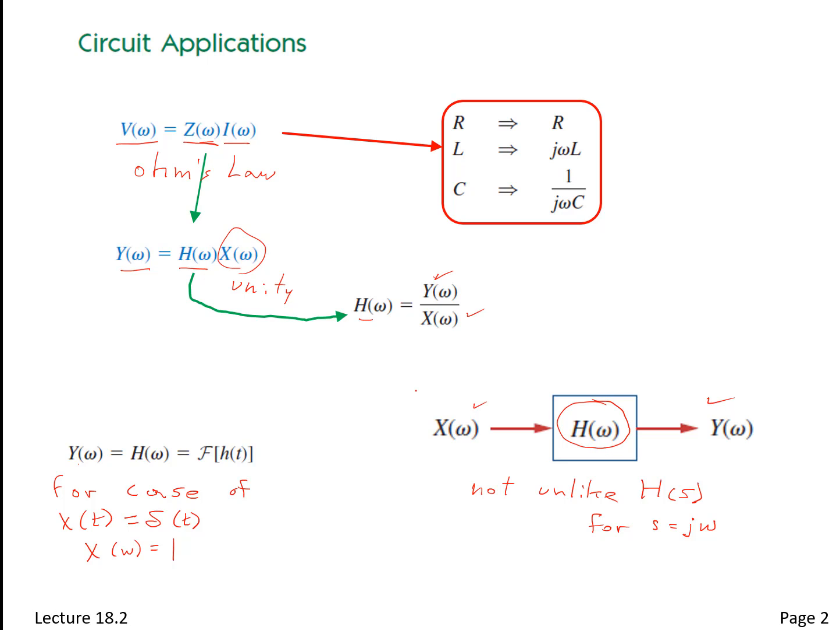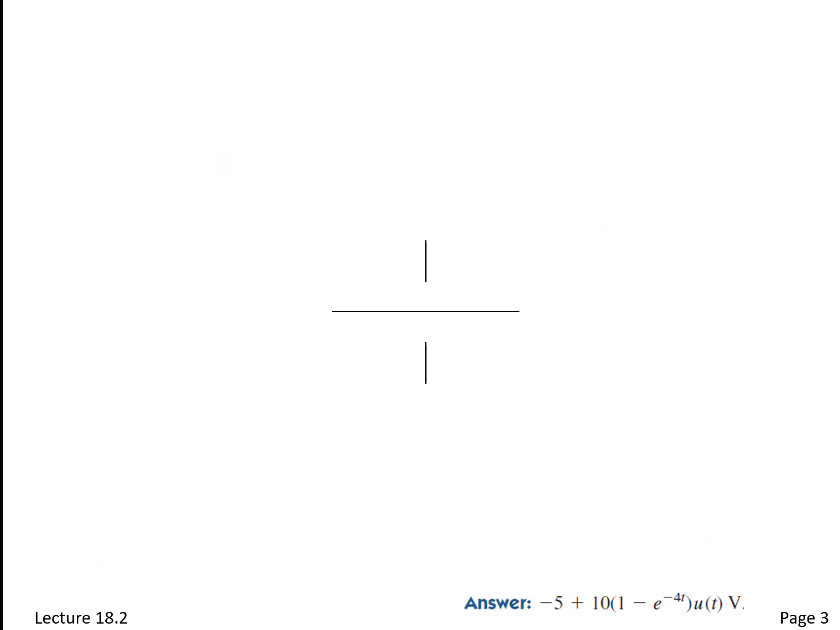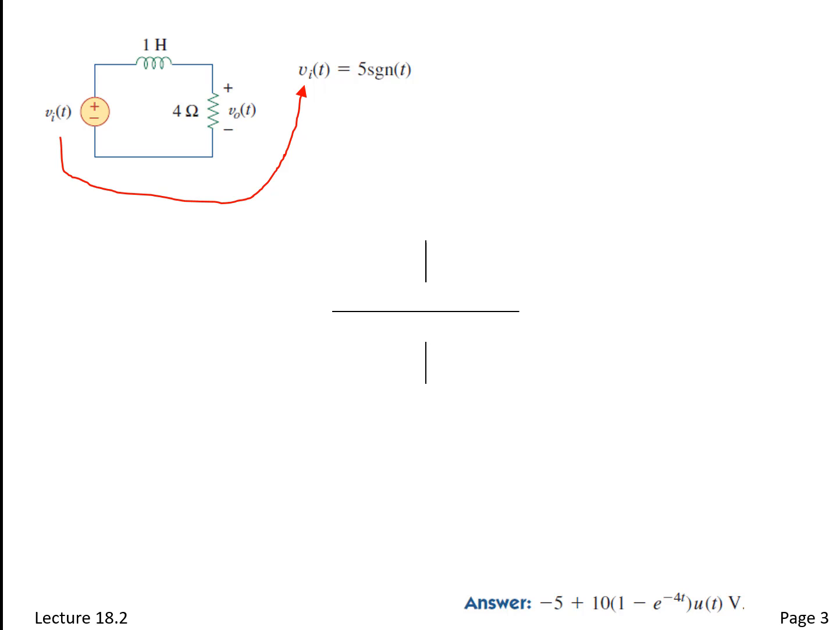Okay, so to illustrate this now, I want to do one of the problems of the text, the practice problem 18.7, which isn't worked out for you there. So forget this little scribble, but this is that problem. And it asks, given a certain VI, which I believe is this, what's VO as a function of t, right?